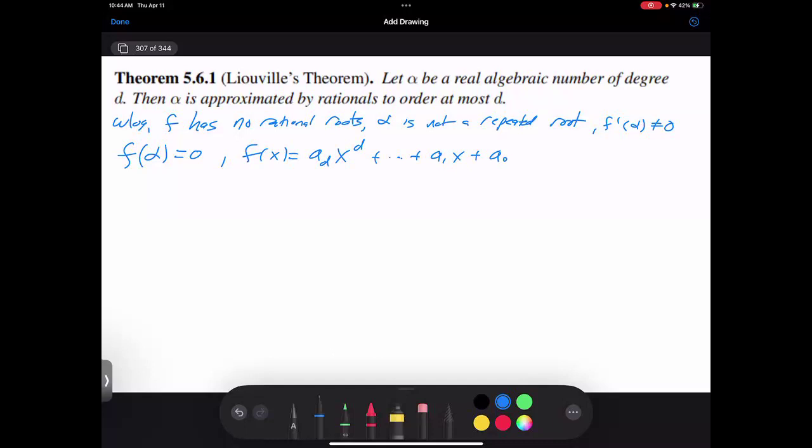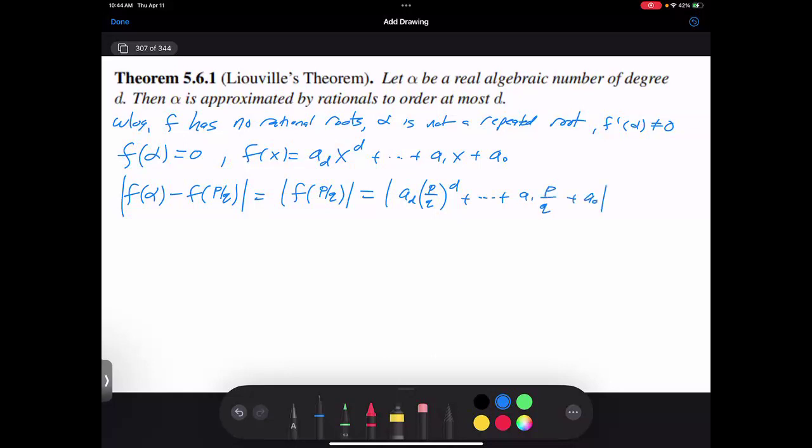So if I want to look at f of alpha minus f of p over q, this is just the same as the absolute value of f of p over q. So that's going to be a d p over q to the d plus ... plus a1 p over q plus a0. So I have a bunch of fractions. How do you add fractions with different denominators? So how do we add fractions with different denominators?